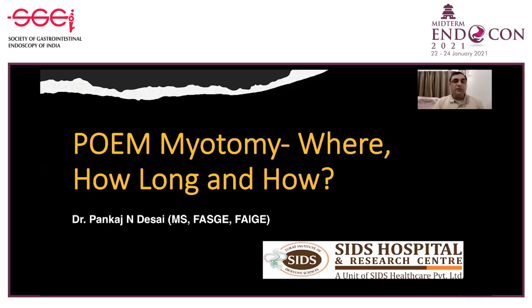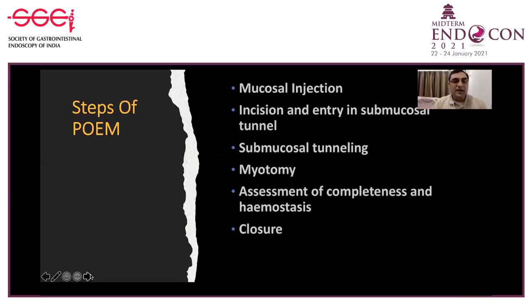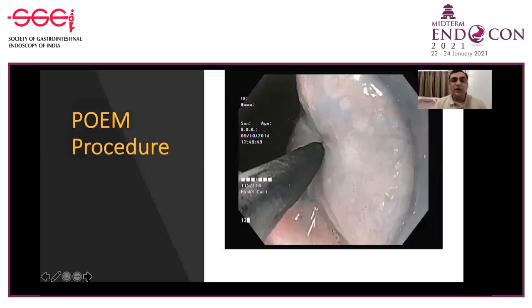The topic given to me is POEM myotomy: where, how long, and how. The basic steps of POEM are mucosal injection, incision, entry into the submucosal tunnel, submucosal tunneling, doing a myotomy, assessment of completeness of the myotomy and securing hemostasis, and then closure. What we are going to discuss is only the myotomy part of it.